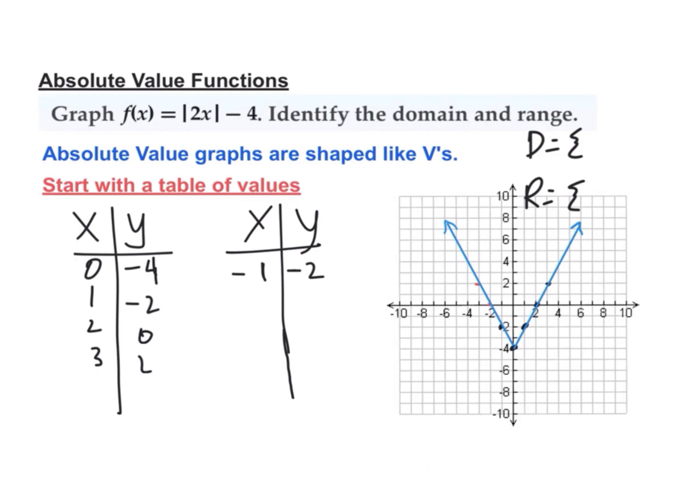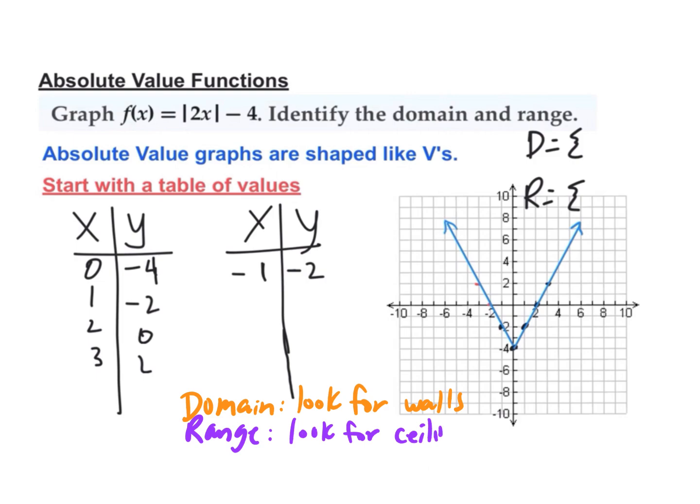But I want to give you a concept today that will help you kind of determine that, okay? So here we go. For the domain, and I'm going to explain this in a second, but write this down. Look for walls. And I know you're saying, what does that mean? I'm going to explain in a minute. For the range, look for ceilings or floors. I'll explain in a minute. Just get it down and then we'll talk about it. Now let me explain what this means.